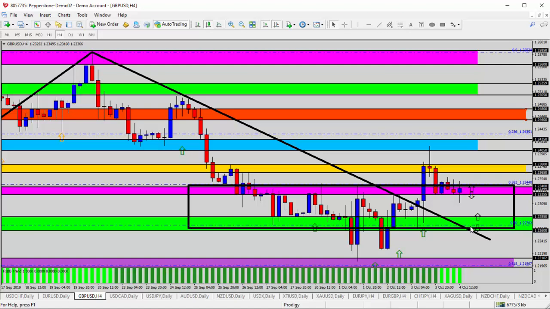So we'll keep an eye on the news, keep an eye on both sides of this, because I think there's an opportunity in both sides of this pound dollar, and look for the next setup for our next trade.